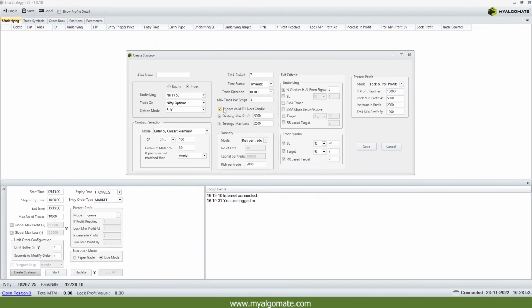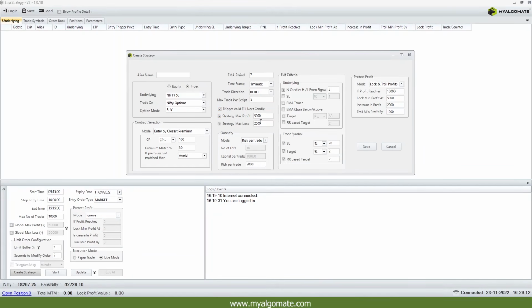This trigger valid till next candle checkbox. So if it is checked, then the signal candle will be valid till the next candle, and if it is unchecked, then it will be valid until any number of candles. So if you want the entry to be taken within the next candle only, then you can keep it checked, otherwise you can uncheck it.